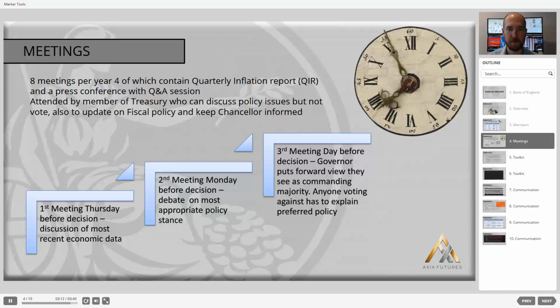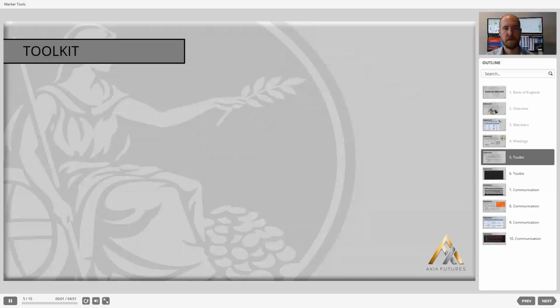He puts forward this decision, then anyone wanting to vote for it can, anyone voting against has to explain their reasoning, and this will often come up in the statement or in the release of the decision. So that's how the meetings work. The decision then comes out on a Thursday at 12 p.m. And so that's where you do get all of the information, and that's where the opportunity to trade comes in. For these types of trades, in your planning of any of this, right?